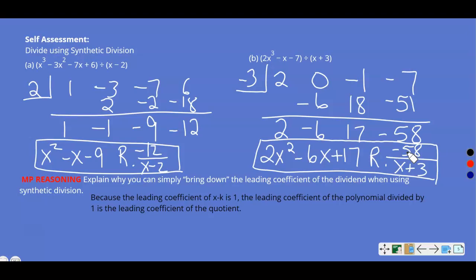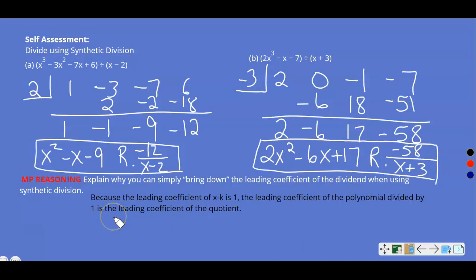If you got those, congratulations. You're well on your way to being proficient at synthetic division. If you got a little bit wrong, it's okay. We will do some more practice. Make sure that you put the 0 in for your quadratic term and just kind of check over your work and ask questions if you need help.